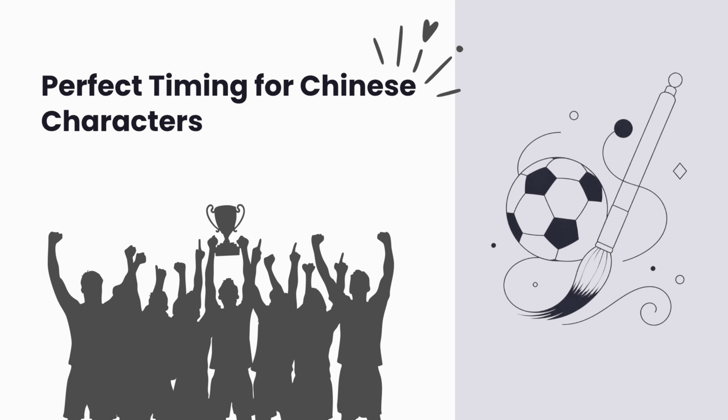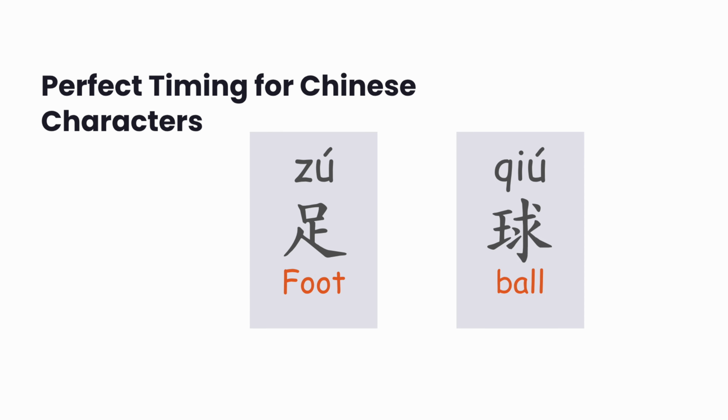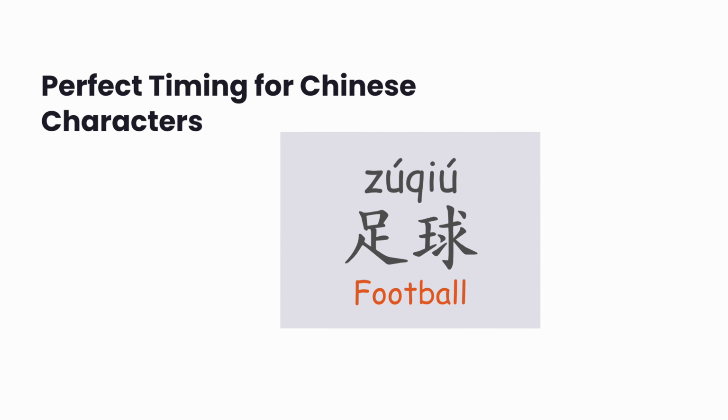Since everyone's still in the football mood, or soccer mood, I thought this would be the perfect time to talk about two Chinese characters that every football fan should know: 足 and 球. Together they make 足球, literally football. Let's start with 足.